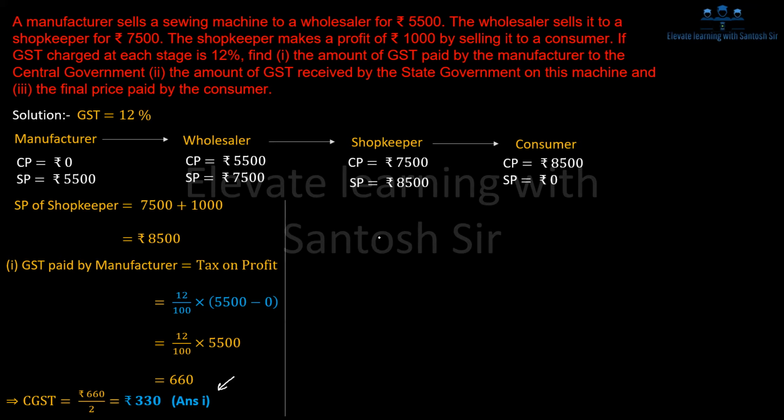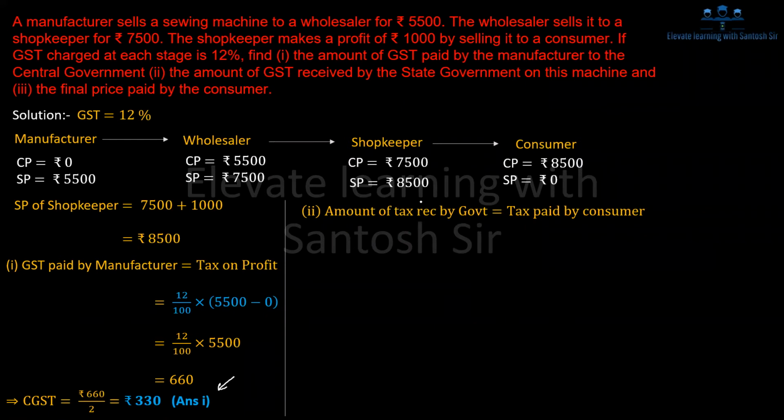Amount of GST received by state government on this machine. Now here the question is asking us the total GST received by state government. Now we have studied in the first slide itself that total GST received by government is nothing but the tax paid by the consumer. So we will use that concept over here. Amount of tax received by government is equal to tax paid by consumer.